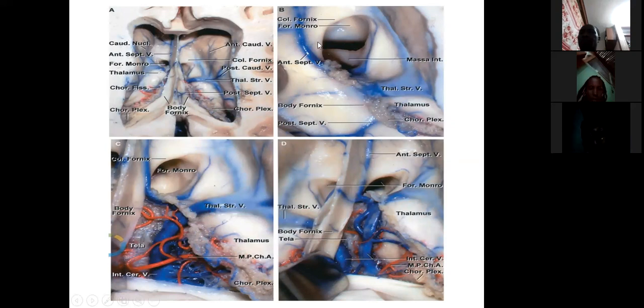We see a part of the column of the fornix. We see the foramen of Monro. Through the foramen of Monro, we have access to the massa intermedia, which is found directly in vascular structures. And here we see the choroidal fissure, which is posterior to the foramen of Monro, as it extends from the foramen of Monro backwards.